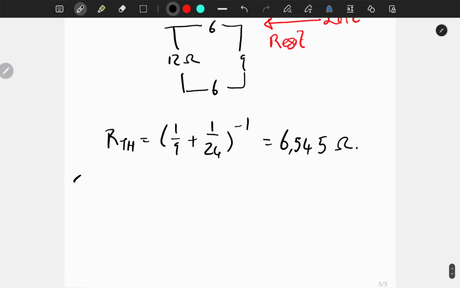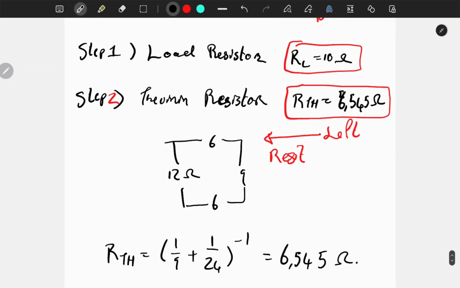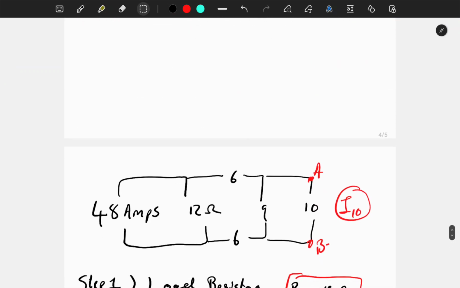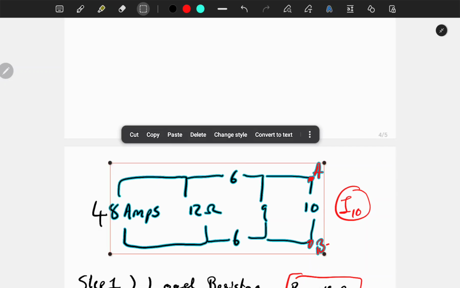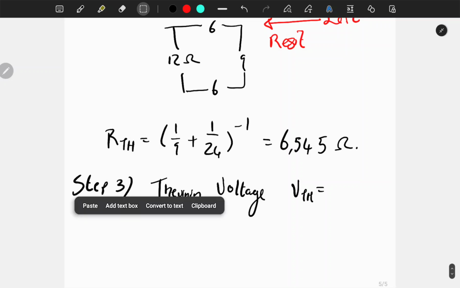So now we are going to go to step 3, which is to find your Thevenin voltage. So you're going to find your Thevenin voltage, which is your VTH. Alright, so what you're going to do is you're going to copy and you're going to paste it here.